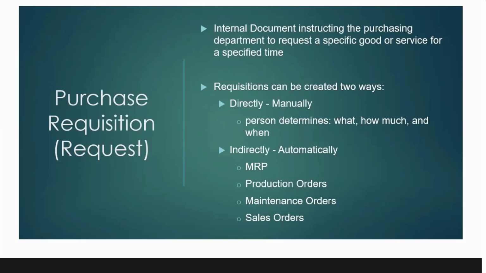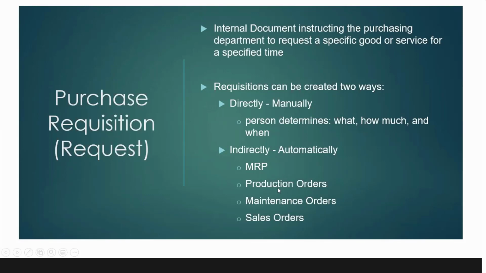A requisition can be created manually. For example, the director of the college can write a requisition manually: what I want to buy, how much, and when I want to get it. Or it can be created automatically using MRP, Material Requirement Planning. You remember that MRP will check if we don't have the components in stock, and it will ask to purchase them. Remember this? Components of computers. It will create a purchase requisition.